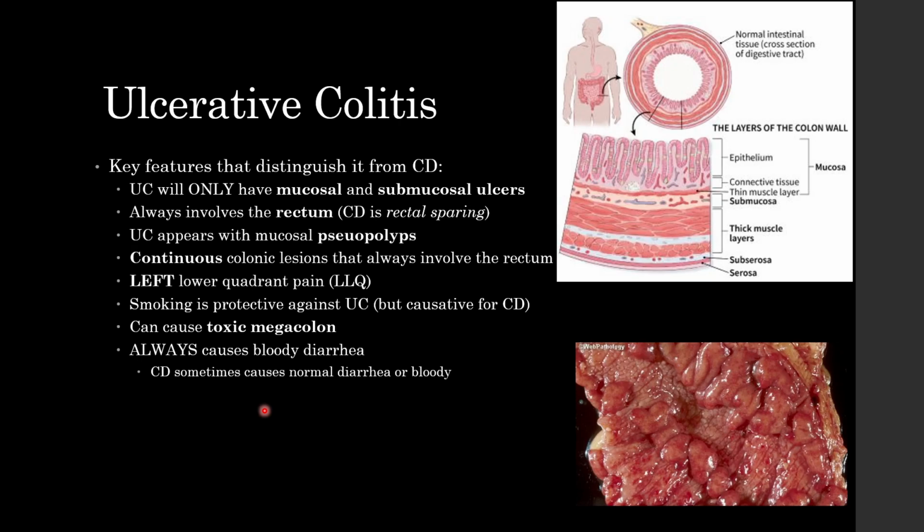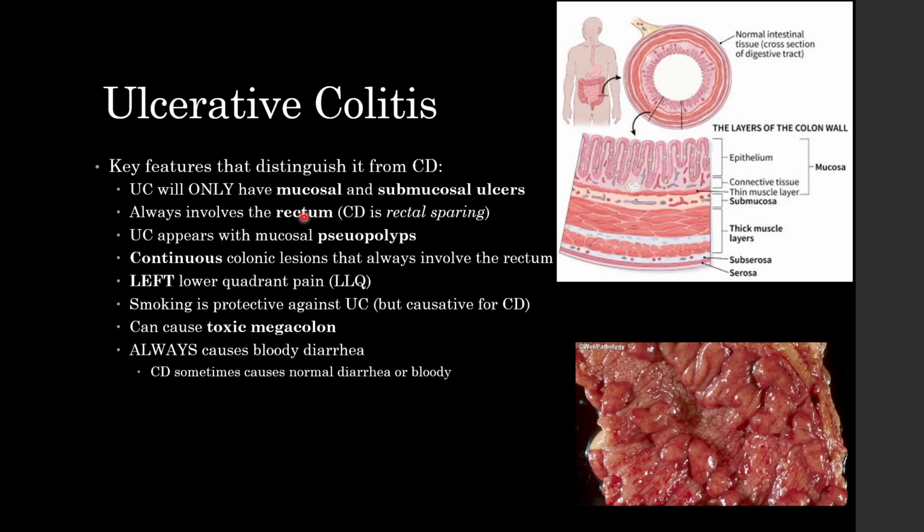So ulcerative colitis, we'll start with that one first. Key features that distinguish it: ulcerative colitis will only have mucosal and submucosal ulcers. I have this handy figure here, and you can see the mucosa and the submucosa. It's not going to involve the thick smooth muscle layers of the small or large intestine, it's not going to involve the subserosa, and it's not going to reach the serosa. So you're only really getting these top two layers in ulcerative colitis.